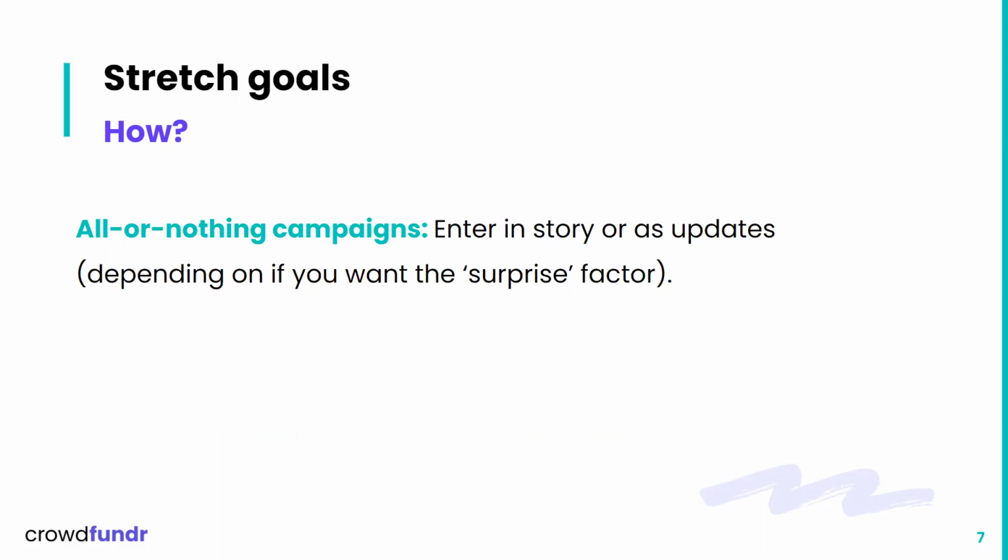If you want the surprise factor, then I recommend you put them in as updates. You can enter them in the story too later on. You can edit your story even after your campaign is live and successful and you've charged your supporters. But if you just enter it in the story after the fact, your supporters might not know that it's there, because when you edit the story, there's no sort of indication to your supporters that that story has changed, unless you actively message them all yourself somehow.